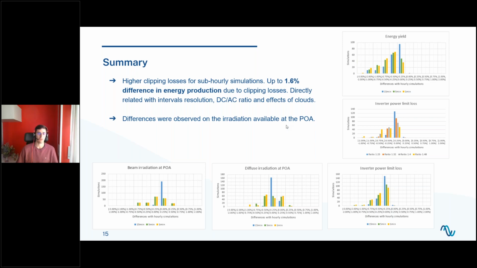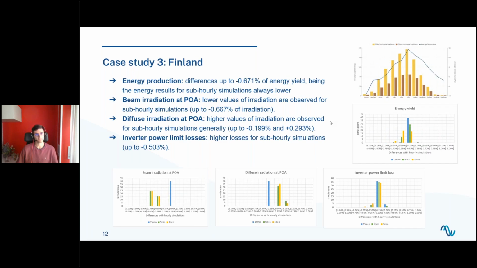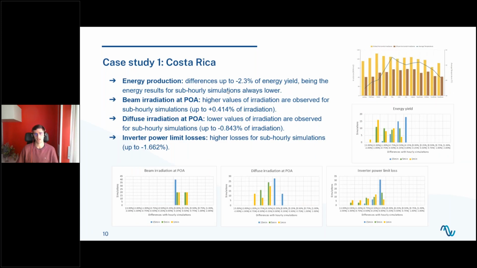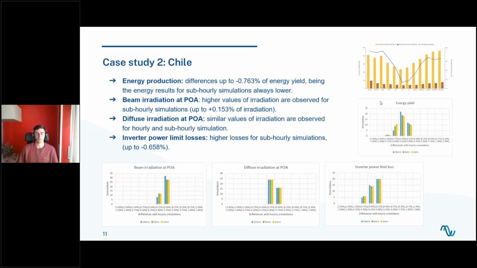As we have seen before, for the case of Costa Rica, which will be the case where the presence of clouds is higher, we can see how the differences in inverter power limit losses are higher. And for Chile, for example, where the presence of clouds is lower, the differences are not that high.